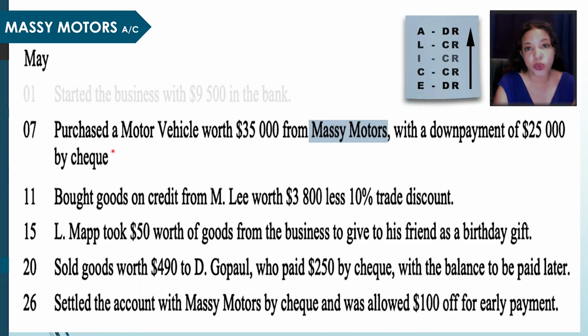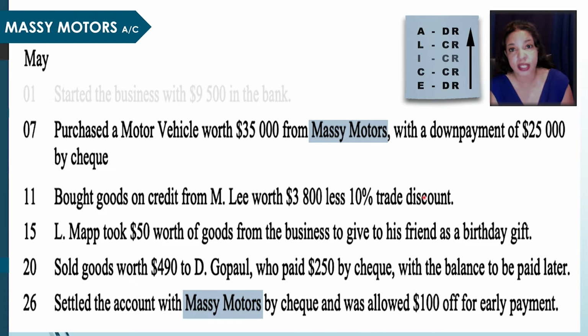You can do it one time, or like I did, I would have underlined it, or highlighted. Well, underlined, because in the exam you cannot highlight. And you go and you check the other transactions. All the way down here is where you would find the 26th, Massy Motors. None of the other transactions have it. So we're going to start with the first one, which is the 7th of May.